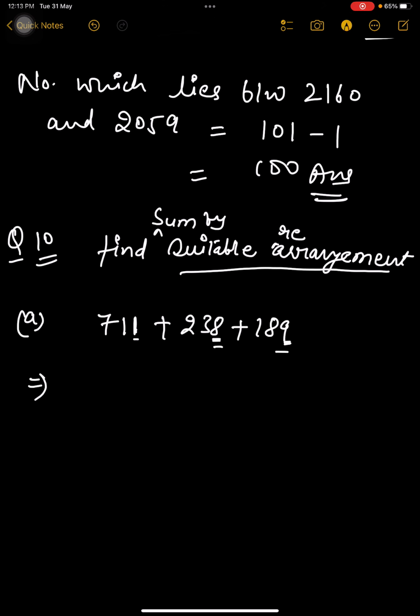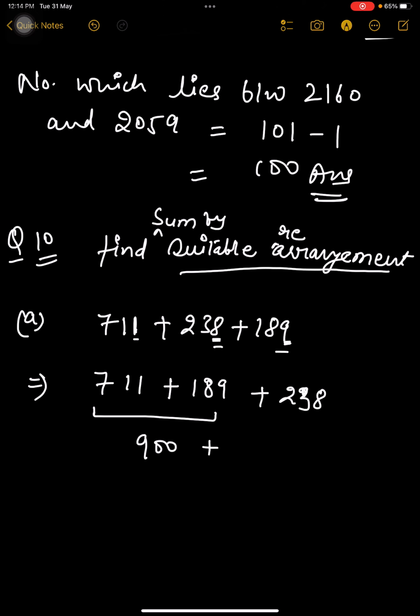So how do I need to rearrange them? I will add 711 plus 189 plus 238. Why is it so? Because if I add these two, I will be getting a 0 at the unit place, right? So what will I get if I add 711 and 189? I will get 900, right? Now there is 238. Now it becomes easier to add.